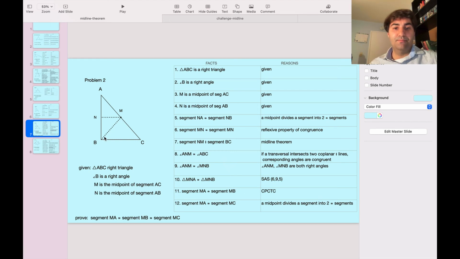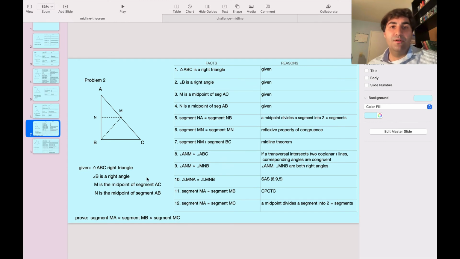MB, right? And we already know that M is the midpoint of segment AC, so segment MA is congruent to segment MC. So we get this relation using 11 and 12: segment MA is congruent to segment MB and is congruent to segment MC.